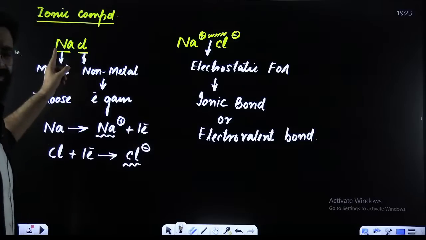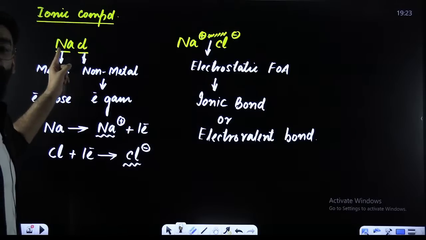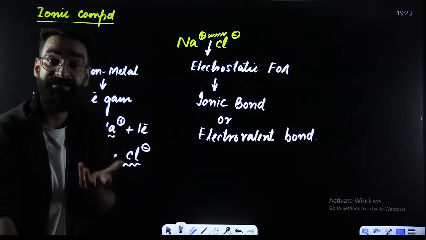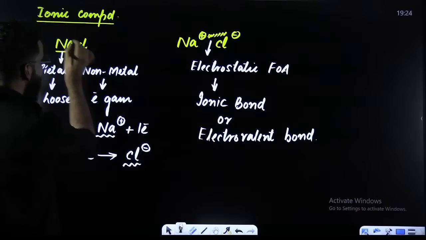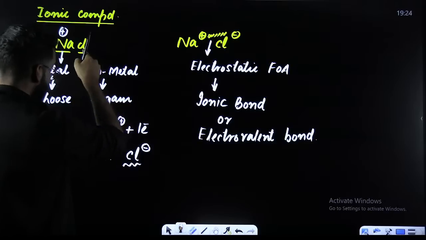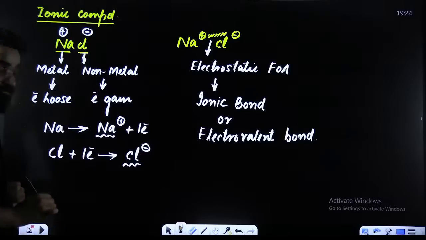Now, my dear students, where exactly did I start from? I started from NaCl. I told you one question in the beginning. Do you see any charge on sodium? Do you see any charge on chlorine? I believe you all have the answer now. You will say the sodium in case of NaCl is present in the form of Na positive, and chlorine in case of NaCl is present in the form of Cl negative.